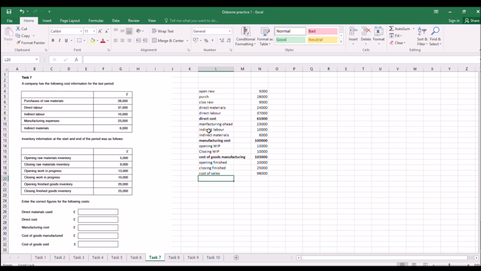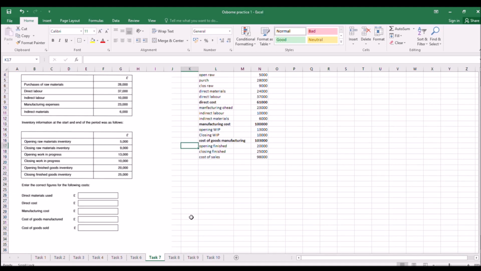Quite like the introduction of direct labour and indirect labour and indirect materials, which we didn't see in the BPP assessments. Okay, and is that it? That's it for task 7.